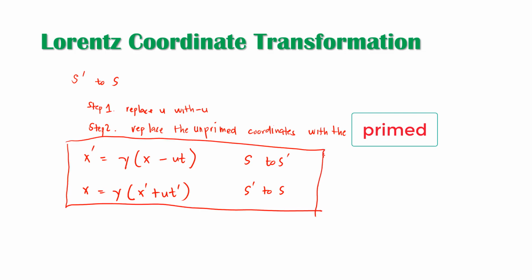Now take note that there will be no changes for the coordinate perpendicular to the relative motion of the frames of references. So we have y prime is equal to y and z prime is just equal to z. So in the same way, we have y is just equal to y prime and z is equal to z prime. Now, how do we go about the Lorentz transformation for time?